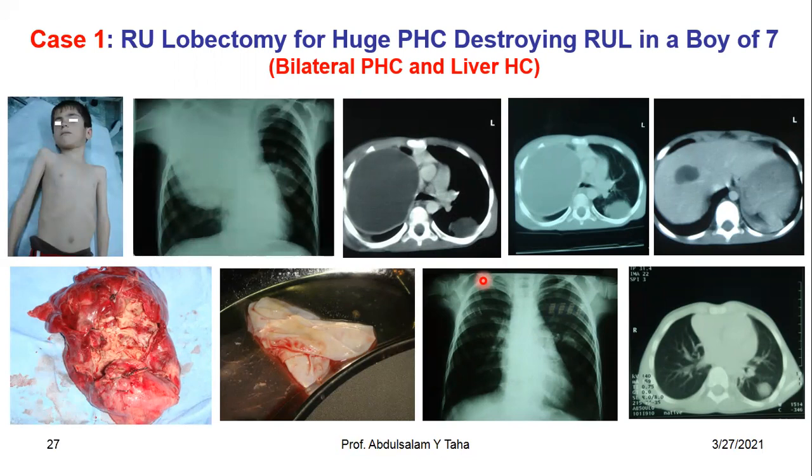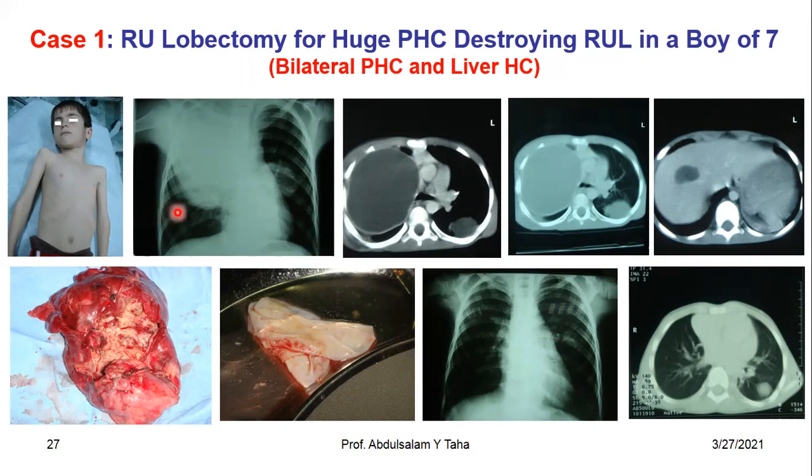In the next 4 slides, I'm going to demonstrate actual cases of lung resection in our unit. The first case is a right upper lobectomy for a huge pulmonary hydatid cyst destroying the right upper lobe in a boy of 7 years. The patient actually had bilateral pulmonary hydatid cysts and a liver hydatid cyst. So that boy complained of cough, shortness of breath and wheezy chest.